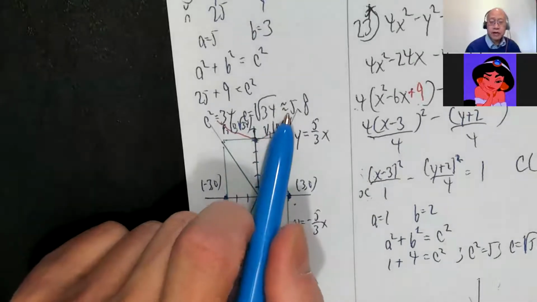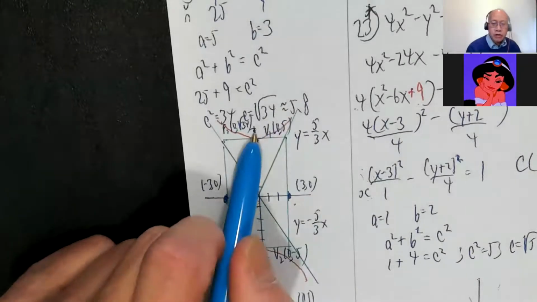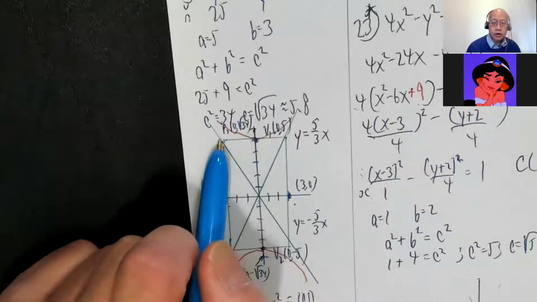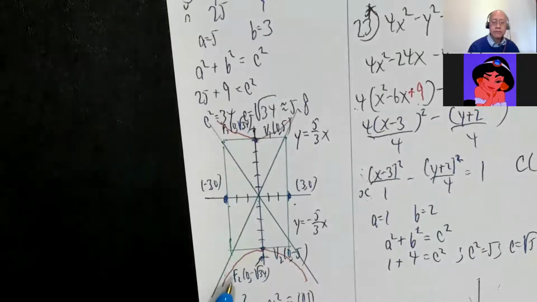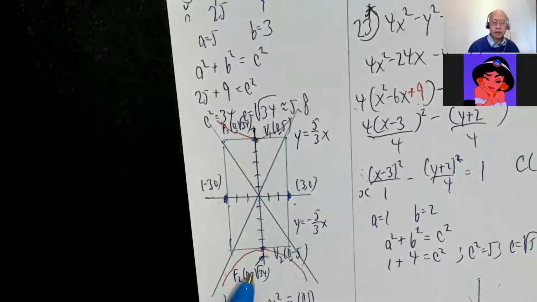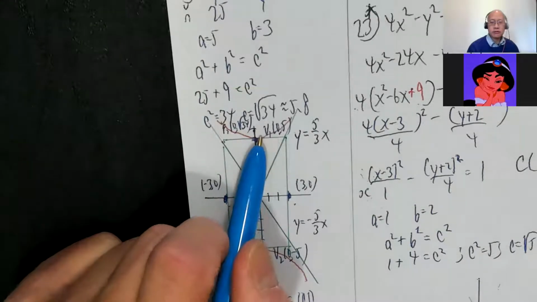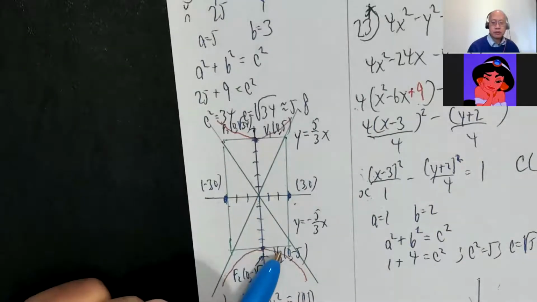And for the foci, well, it's almost 6. So I go a little bit up here. So here's one focus. If you can read, that's F1, (0, radical 34). F2 is (0, negative radical 34), roughly here. And label the vertices. Vertex 1, (0, 5). Vertex 2, (0, negative 5).